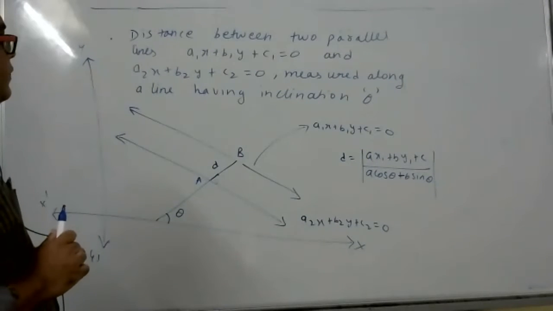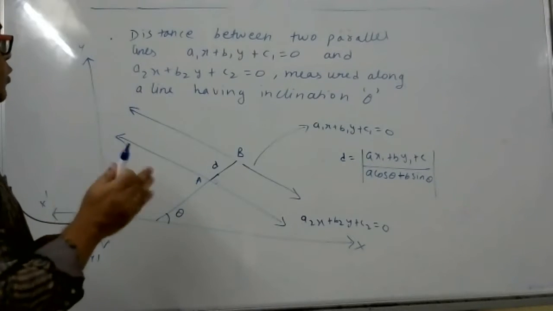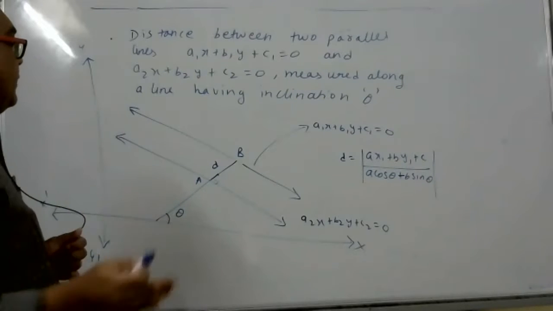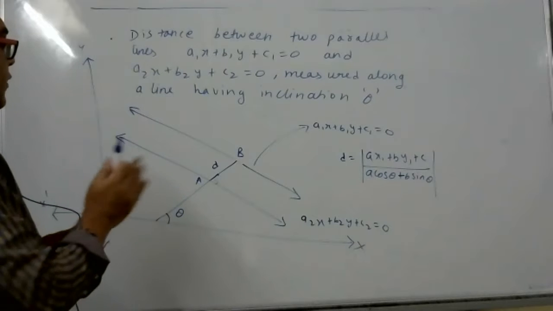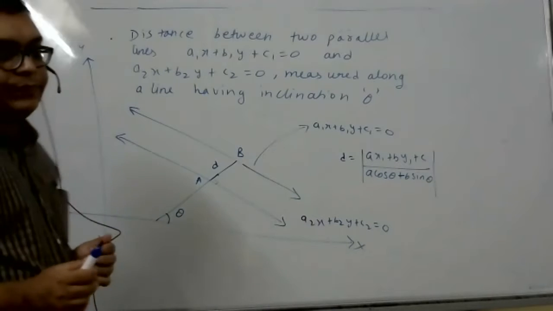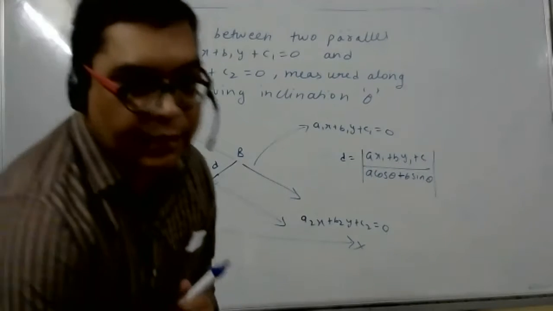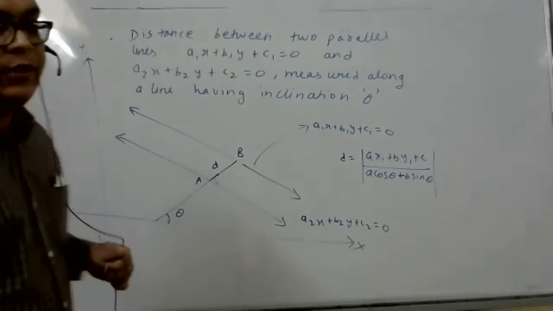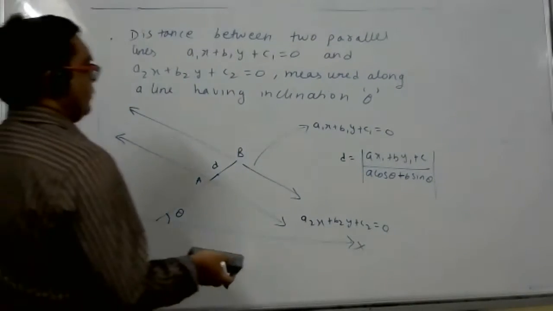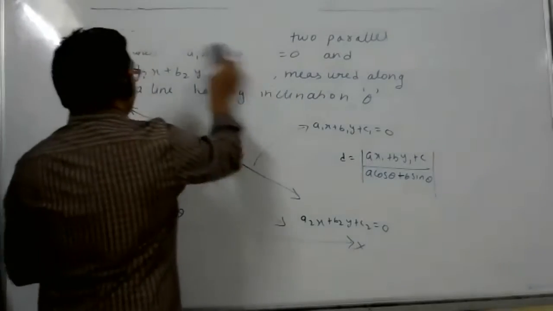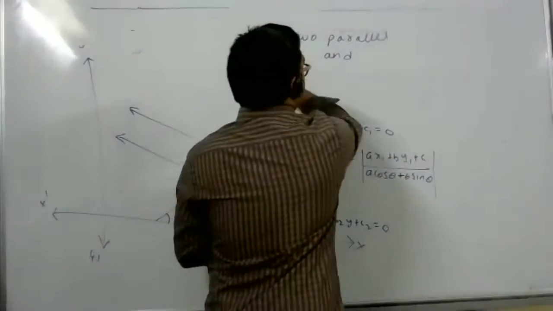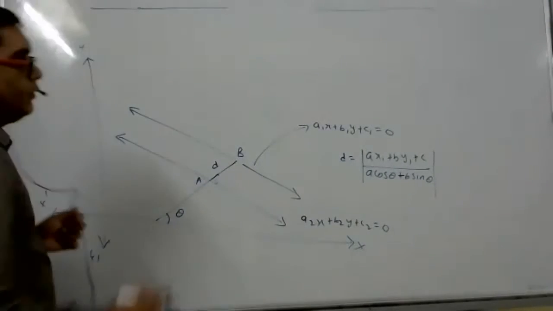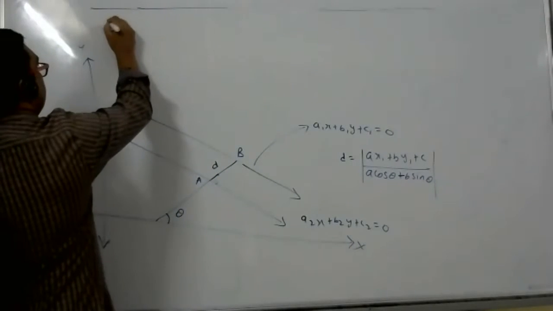Write down: distance between two parallel lines, a1x plus b1y plus c1 is equal to 0 and a2x plus b2y plus c2 is 0, measured along a line having an inclination theta. Shall I proceed, or do you need proof also for this one? Sir, don't rub the board entirely. Suppose you don't need proof, so we'll go to the next one.